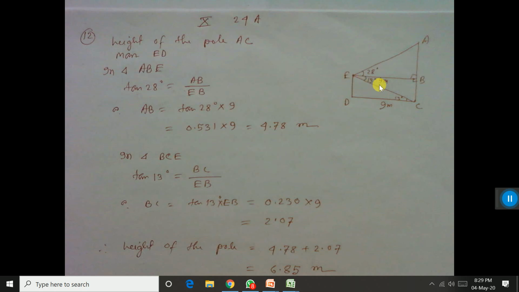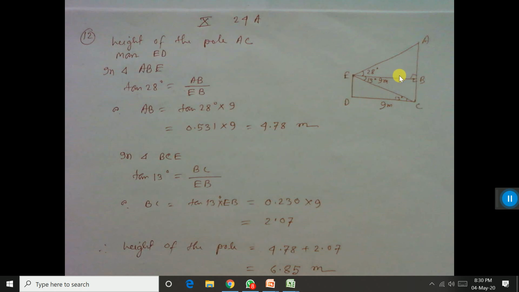And the man is looking below, to the ground. So this is the angle of depression, 13 degrees. According to alternate angles, this 13 will be equal to this 13. And this is 9 meters, as given in the question. This is also 9 meters, because this is a rectangle.